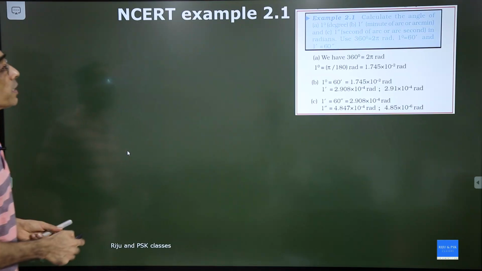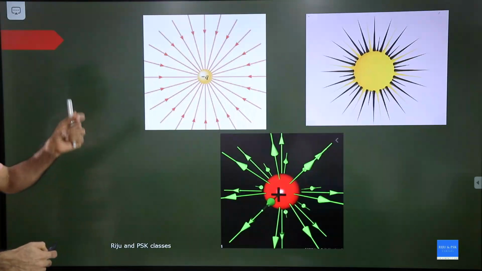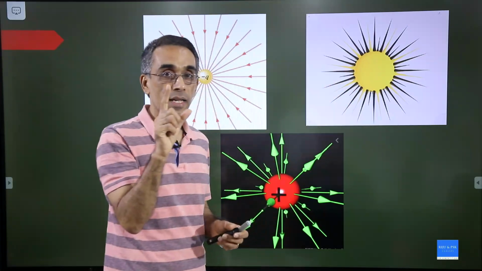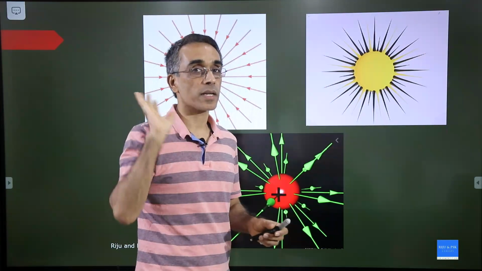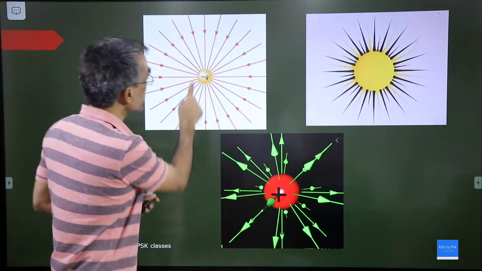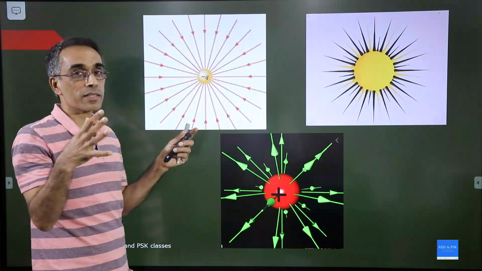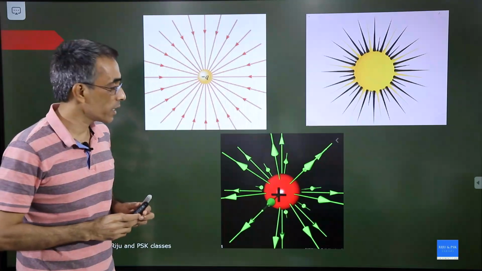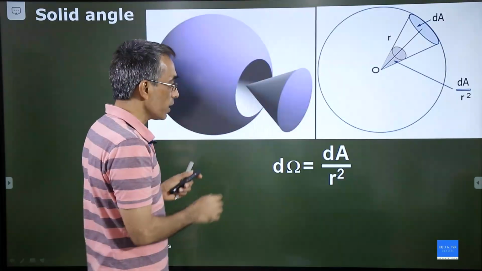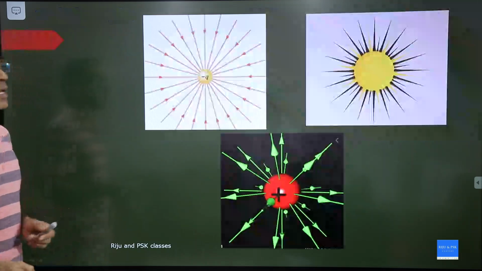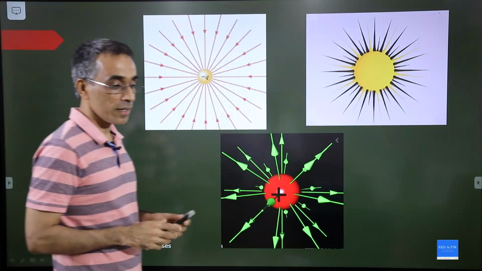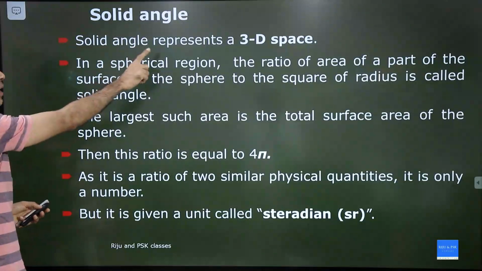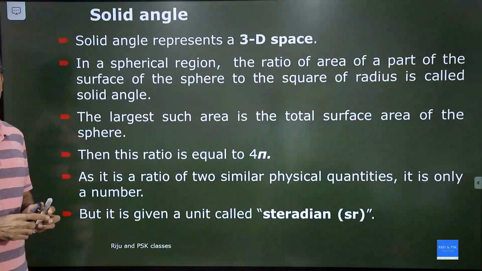Why are we interested in solid angle? Sun is radiating in a solid angle of 4 pi steradian all around. This charge has got its strength, its electric field all around it in a solid angle of 4 pi steradian. This charge is radiating in a solid angle of 4 pi steradian. So solid angle represents what? Okay, listen carefully. Solid angle represents 3-dimensional space.